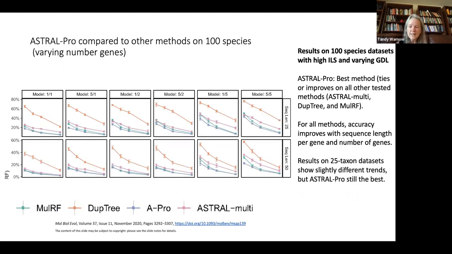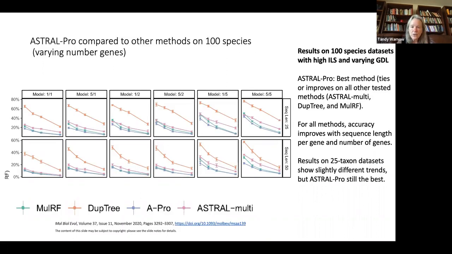Okay, this is an example from their study on different models of evolution that are varying gene duplication and loss, as well as incomplete lineage sorting and different sequence lengths per gene. So you have higher gene tree estimation error here than here. The basic comparison I want you to see is just between these two, ASTRAL-multi in purple, ASTRAL-Pro in blue. Purple is always worse than blue. ASTRAL-Pro is improving on ASTRAL-multi. And in fact, ASTRAL-Pro is either strictly best or tying for best in all of these analyses.